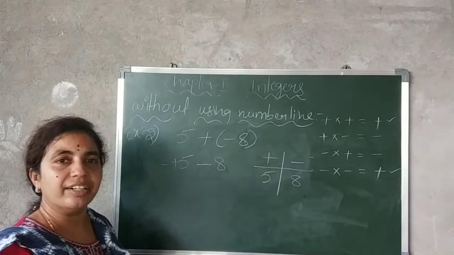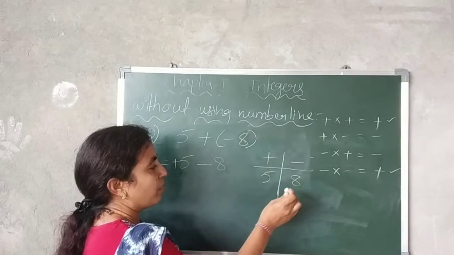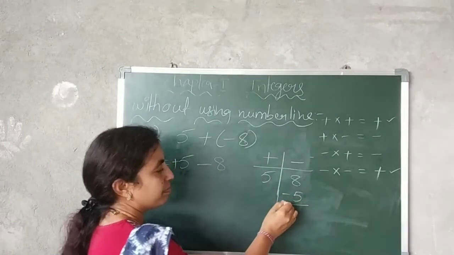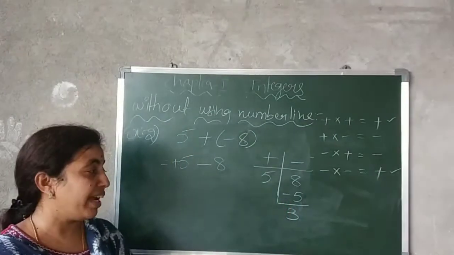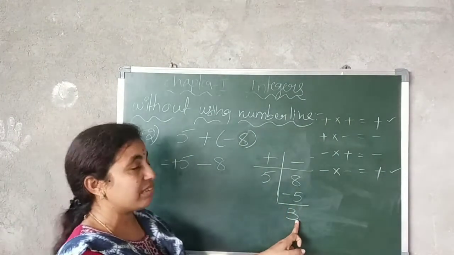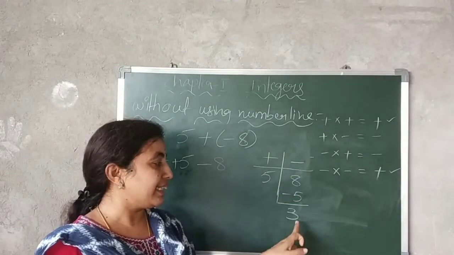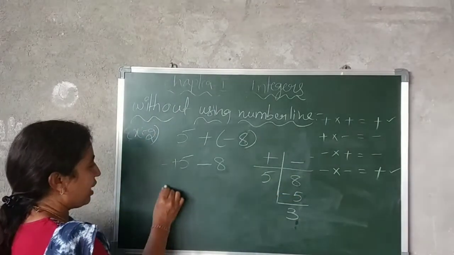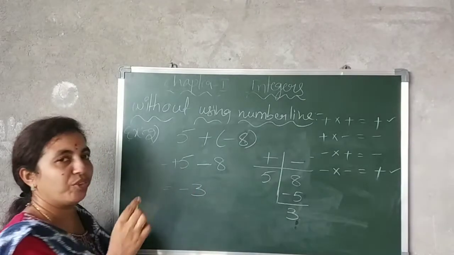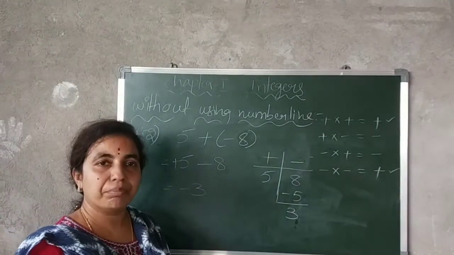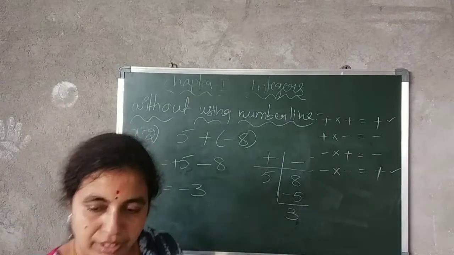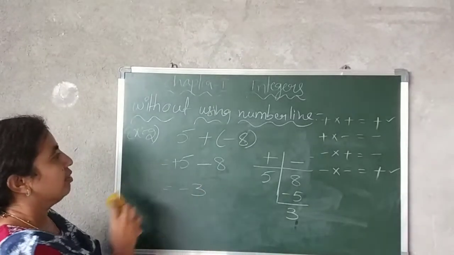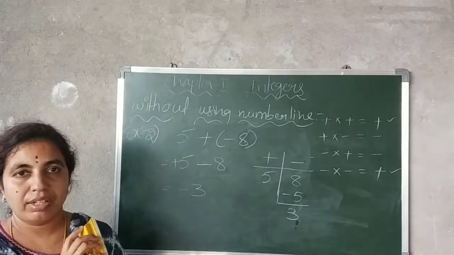Now which one is greater here? 8 is greater. So from 8 subtract this 5. 8 minus 5, how much? 3. Now where did you get this 3? On which side? On the minus side you got 3. So the answer is minus 3. Okay, clear? So that was the second example. Now I'll explain one more.